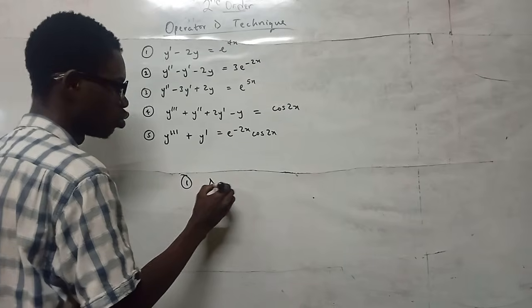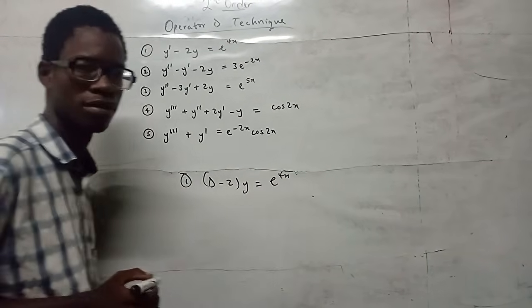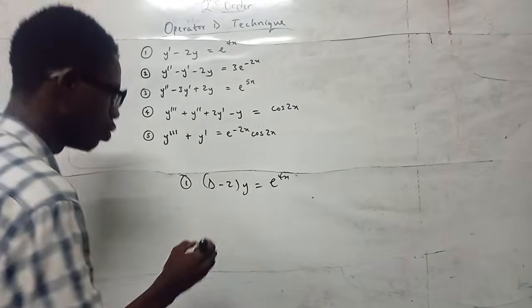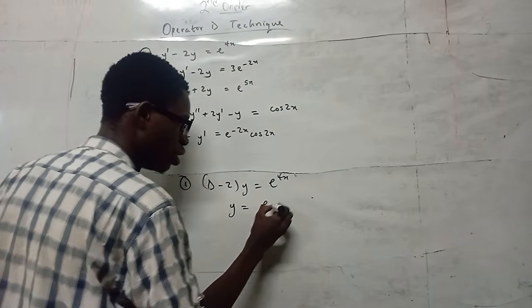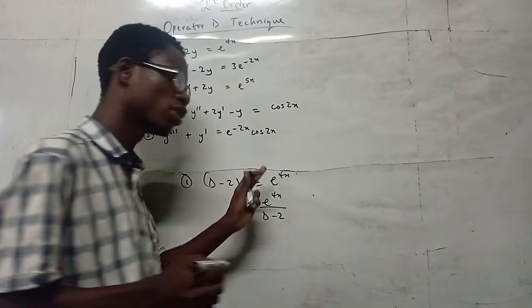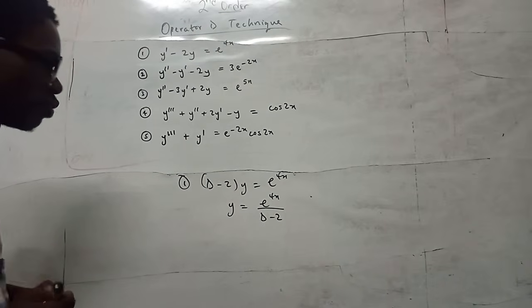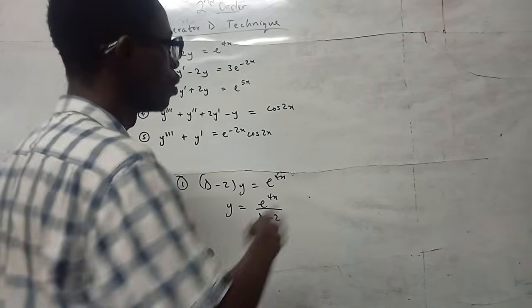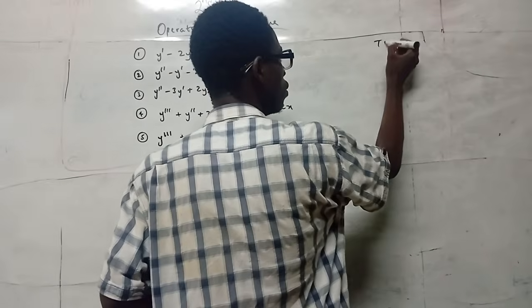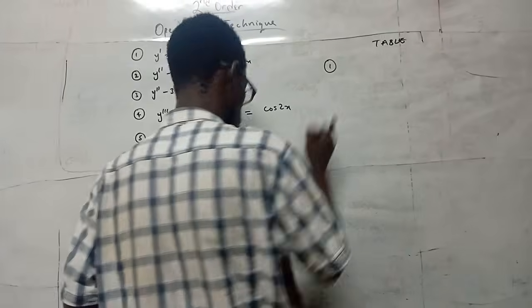So we have (D minus 2)y equals e raised to power 4x. Now, we are going to write this as y equals e raised to power 4x over D minus 2. There are two methods that we can use to evaluate this. The first method is that we use this table. I'm going to write the table here, and continue updating the table as we continue.